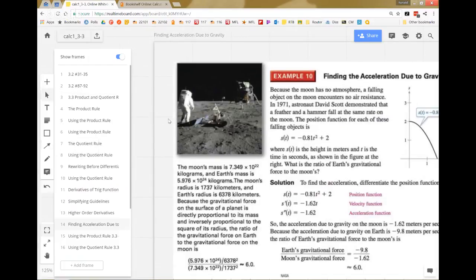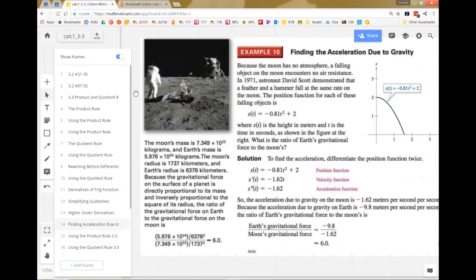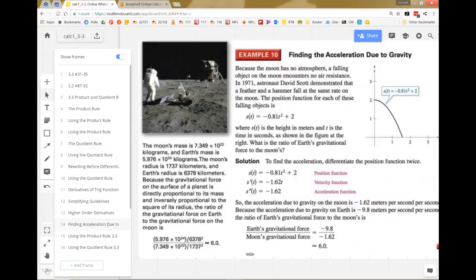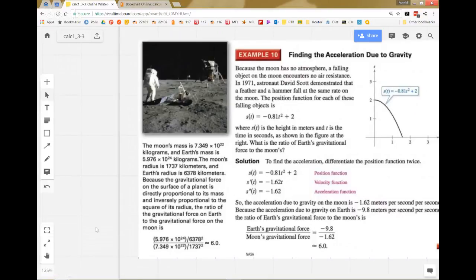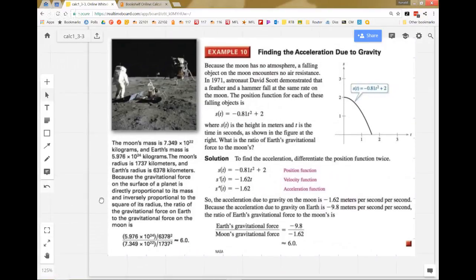And we're going to learn a little bit about first and second derivatives here. So, find the acceleration due to gravity.